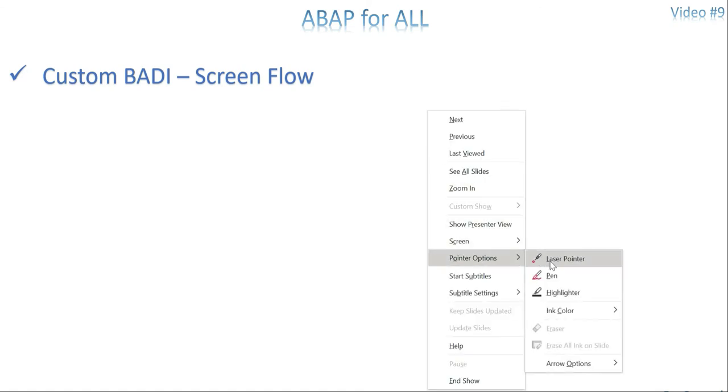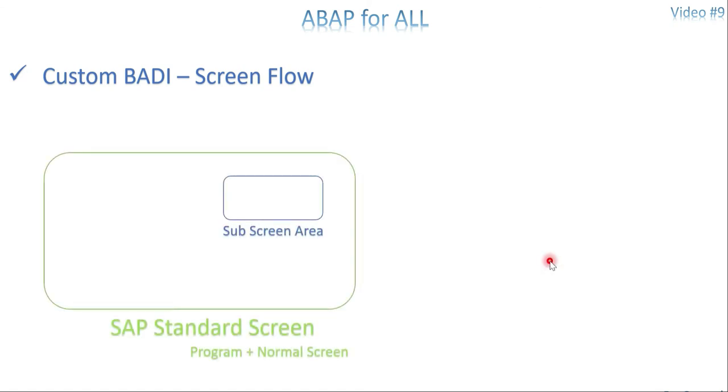The first one is I have a standard screen, and it has a subscreen area. Any screen you consider, like ME21N, VA01, VA02, whatever it is, it has a program, it has a screen and everything, right? So we need one standard screen, and technically that standard screen has a program and a normal screen, and one subscreen area. These things are to be created from the standard perspective. There is a program and a normal screen.